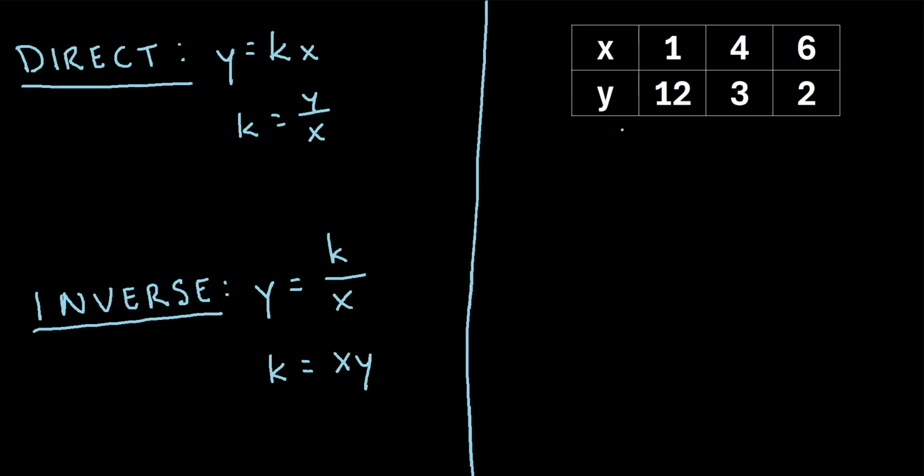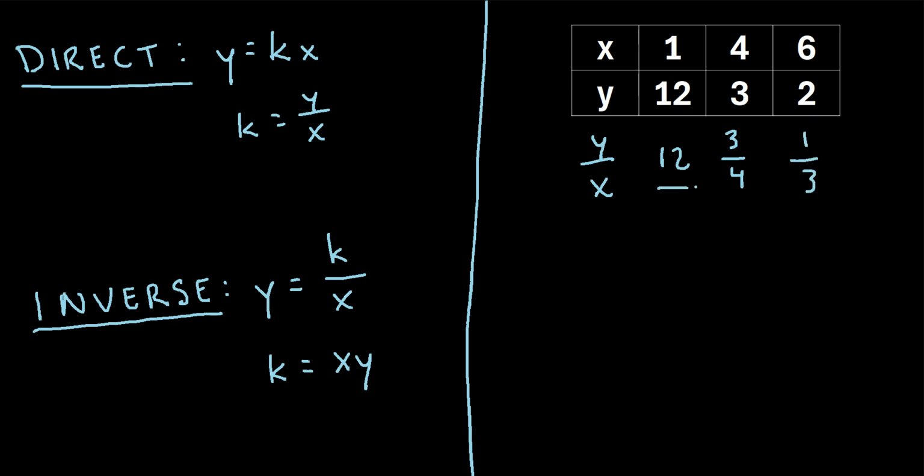So if we have this table of x and y values over here, and we want to know if it represents direct variation or inverse variation, we just have to figure out which one of these formulas for k is true. So for example, let's check this first formula, y divided by x. For this one, we would have y divided by x. 12 divided by 1 is 12. 3 divided by 4 is 3/4. And 2 divided by 6 is 2/6, or 1/3.